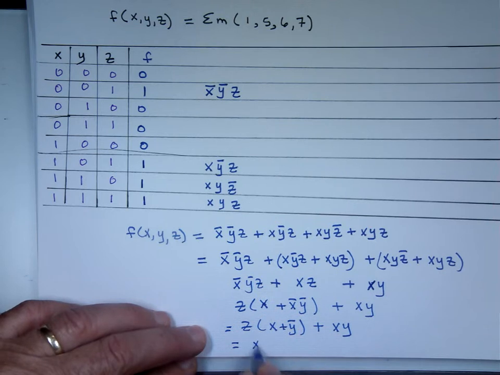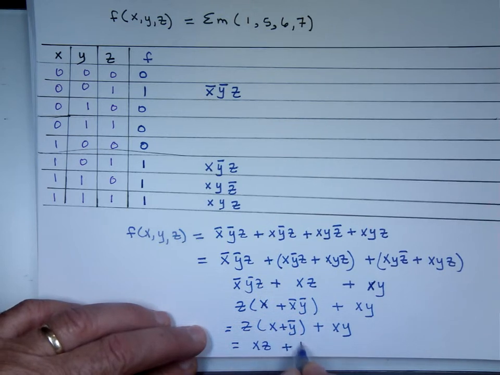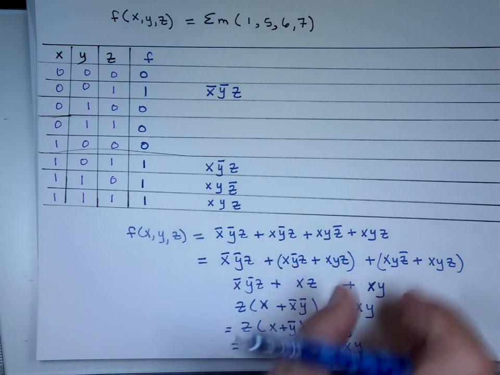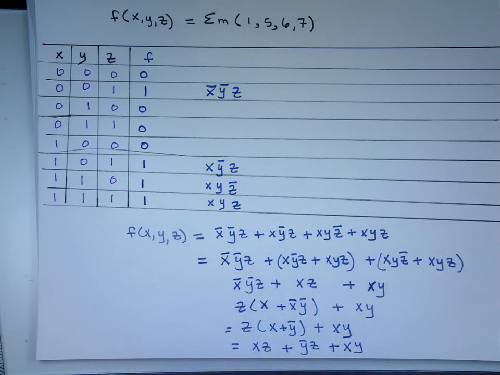which is xz plus y bar z plus xy, which I probably didn't do a good job, because that's 3 terms. So probably that wasn't the best move I did there. Because if I took these two and these two, how many terms would I have? 2 terms.